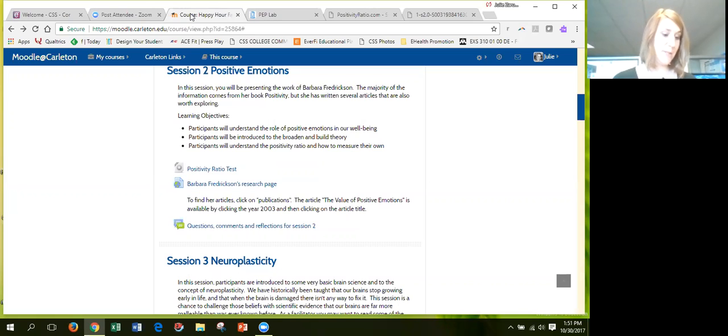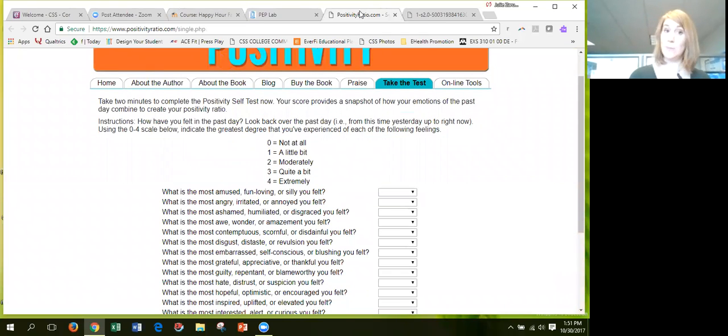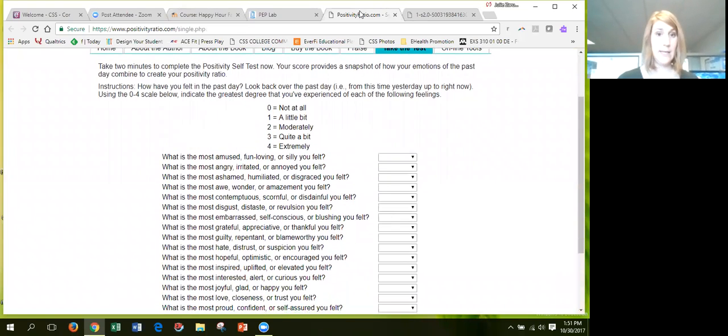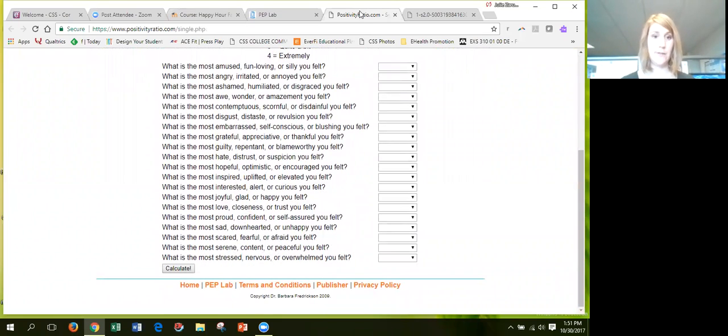And just being open to this is just a starting point. We are going to now look at the positivity ratio test, and this is something that you'll be completing 3 times throughout the week. It takes about 2 minutes, and you're going to complete this 3 times, as I said, throughout the week. You'll go through, answer these questions that are on the screen, and then calculate and write that down. So that is something else.